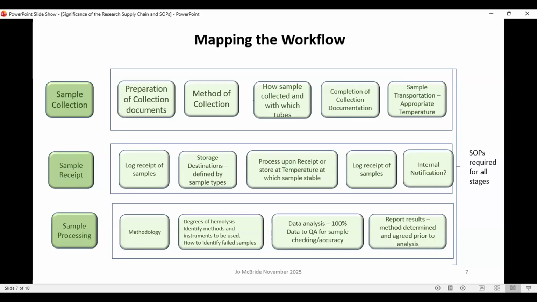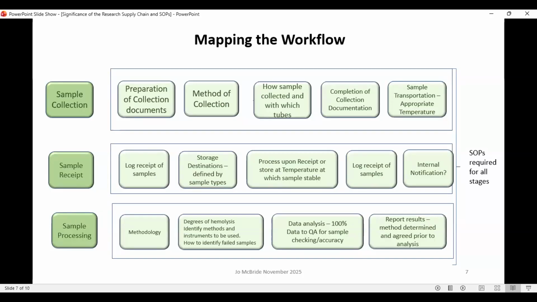Are samples allocated a barcode or a lab ID? Who in the organization will be processing those samples? Do they need to be notified of the arrival of these samples? And if so, then you have to confirm that that person has been informed that samples have been received.